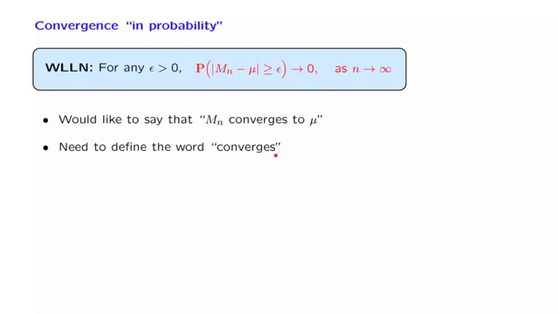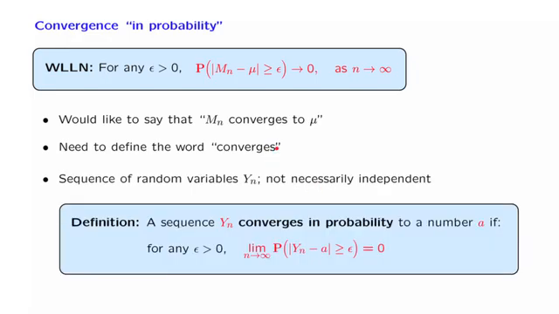And we need a notion of convergence that refers to convergence of random variables. Here is a definition. Suppose that we have a sequence of random variables that are not necessarily independent. We say that this sequence of random variables converges in probability. That's the particular notion of convergence we're defining. It converges to a certain number if the following is true.